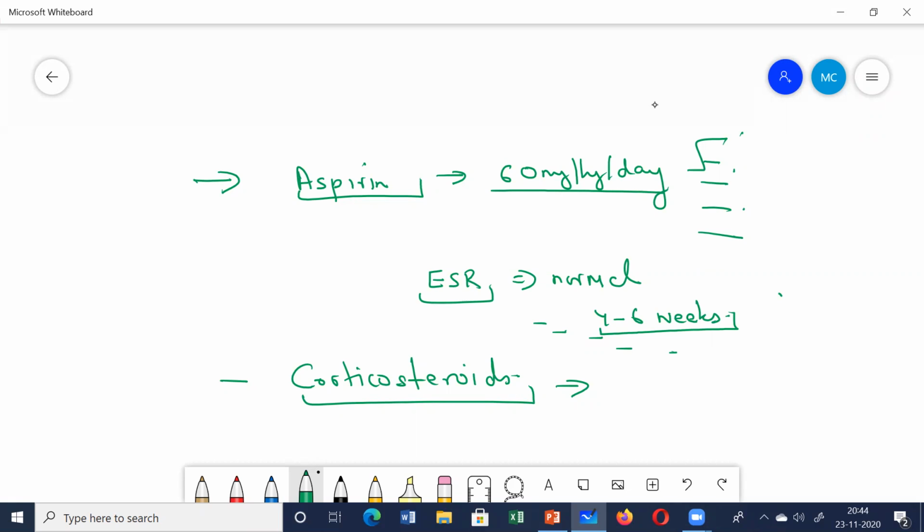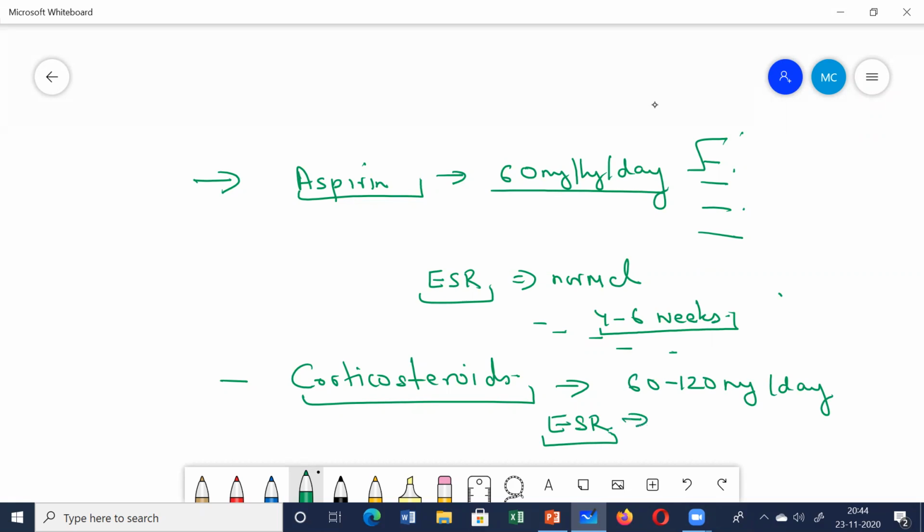So among corticosteroids, we prefer prednisolone. We give it in an oral dose of 60 to 120 milligrams. This is your starting dose, which we give per day. Okay, and then we continue, we do the ESR testing, and we give the corticosteroids until the ESR comes down to normal.